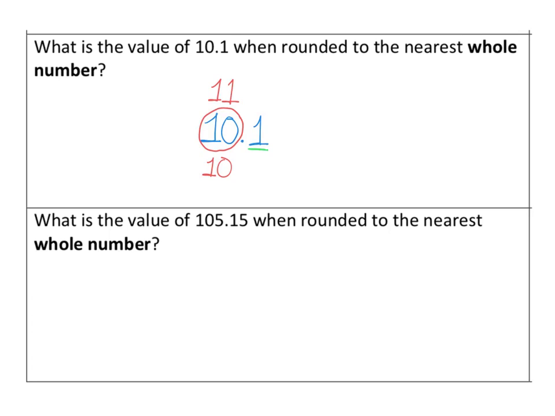So the bossy neighbor here, number 1, looks over at the 10. And remember, 5 and above, give it a shove. It rounds up. 4 and below, rounds down. So the 1 is on the rounding down numbers. So the 1 tells the 10, hey, you need to round down. And 10.1 rounds down to 10. So 10 and 1/10 when rounded to the nearest whole number is 10.